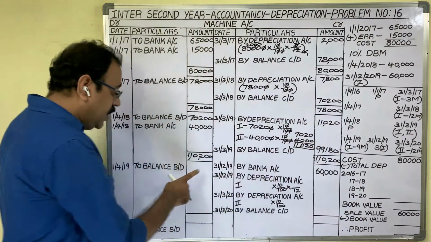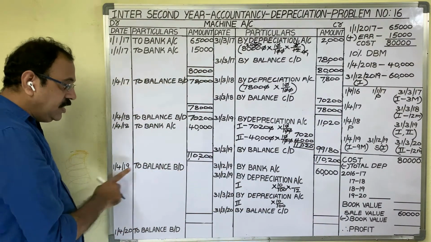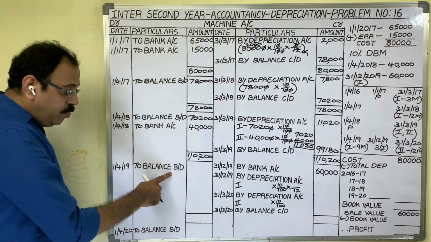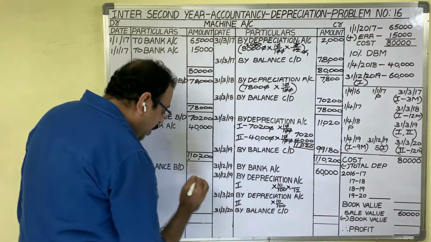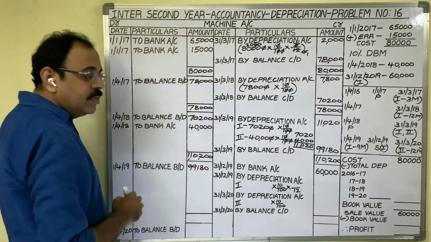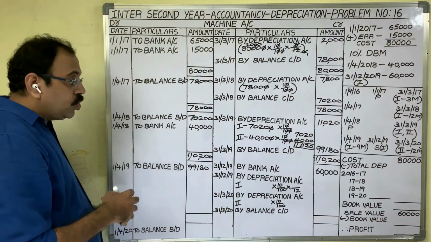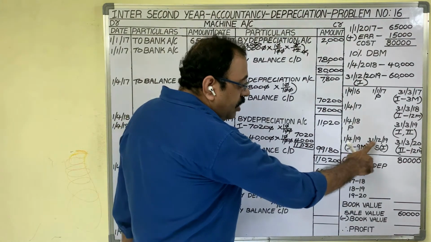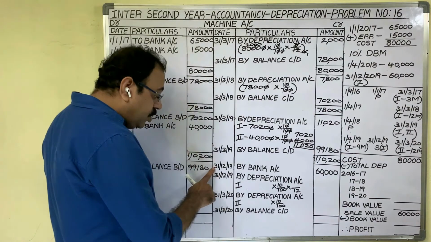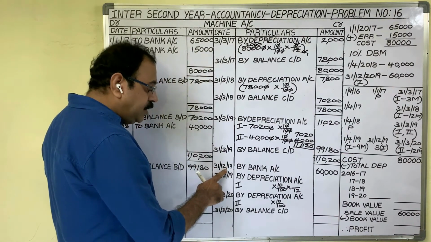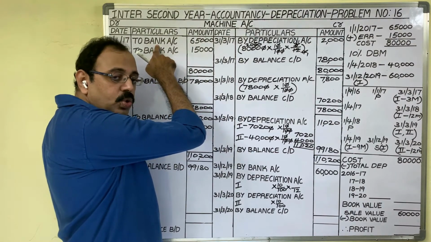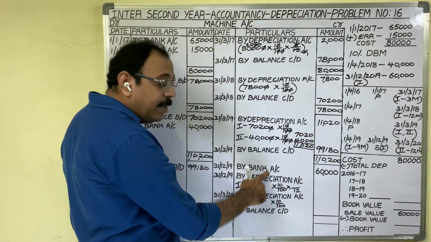Now come to fourth year. Fourth year starting date is next immediate date of this date. 1st April 2019 to balance brought down, bring this value, 99,180. In fourth year, they sold this first asset on 31st March 2019. So credit side, write down that sale date. When asset is purchased, debit side we are writing to bank. If asset is sold, credit side we have to write by bank.